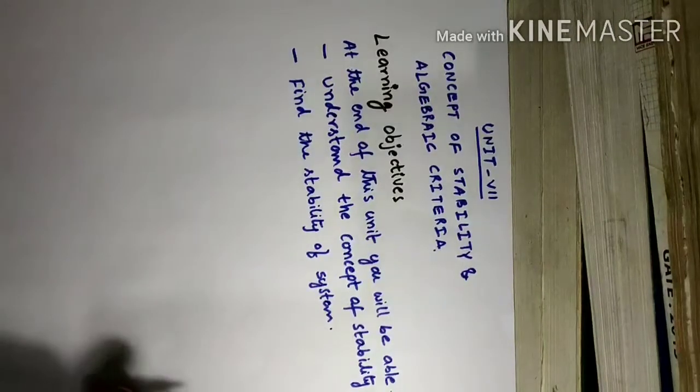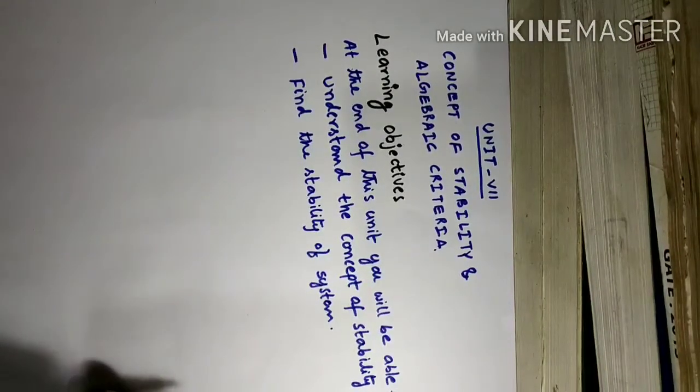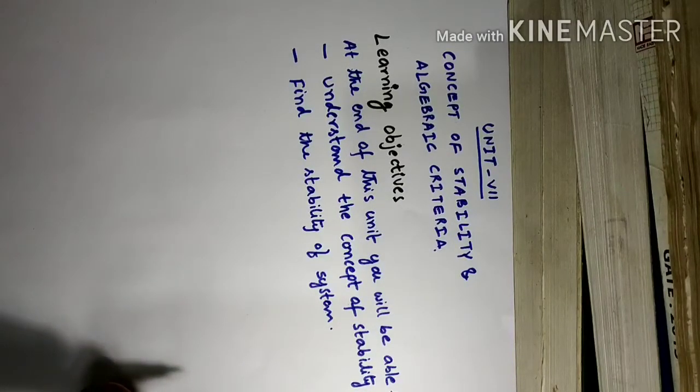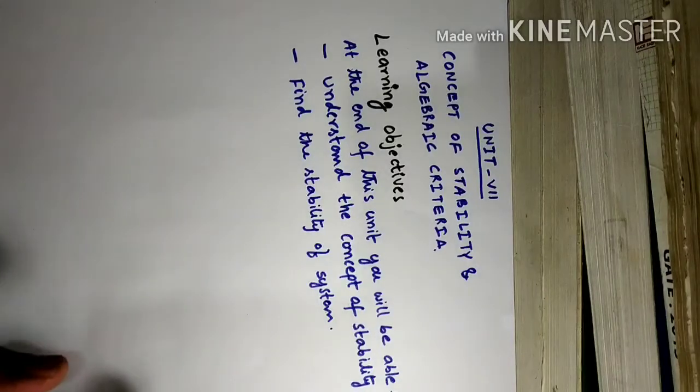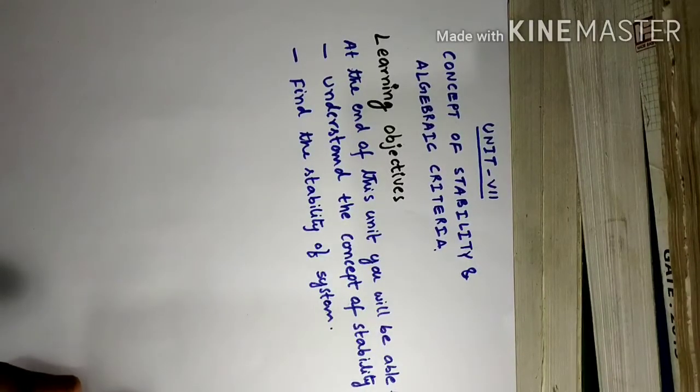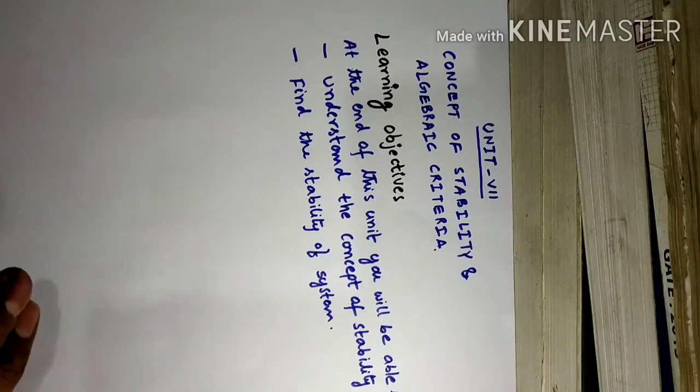Hello students, today I am going to teach you the 7th unit of control systems, that is the concept of stability and algebraic criteria. The concept of stability is one of the most important subjects in control systems. Stability is the most crucial problem in the design of control systems.